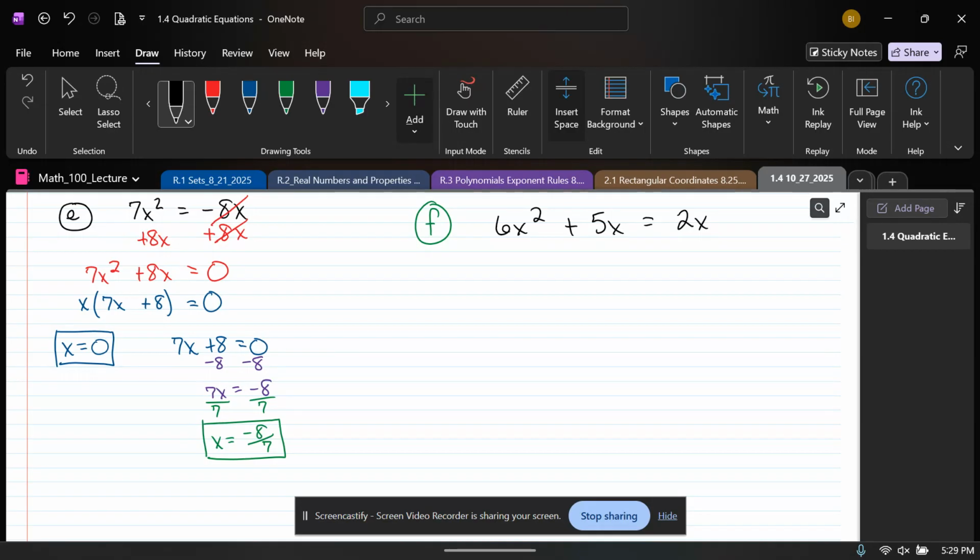So the easy way here would be move the 2x, because that's just one thing to move. So I'm going to subtract 2x from both sides because it was a positive 2x, to cancel that out and move it over to the other side. That's going to give me 6x squared plus 3x is now equal to 0, which is what I wanted. I wanted it equal to 0. Didn't really care what happened other than that.